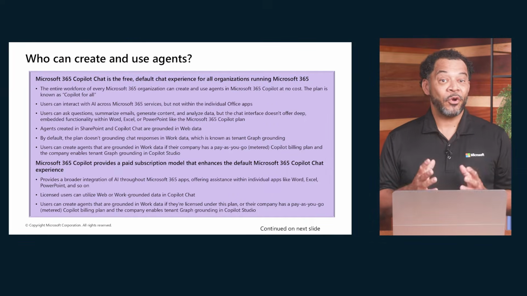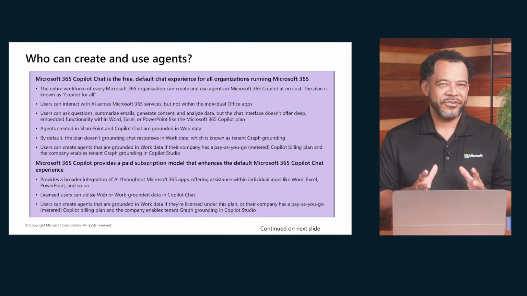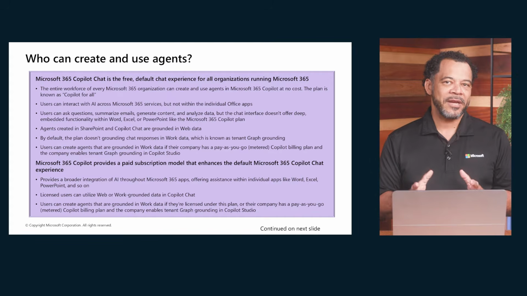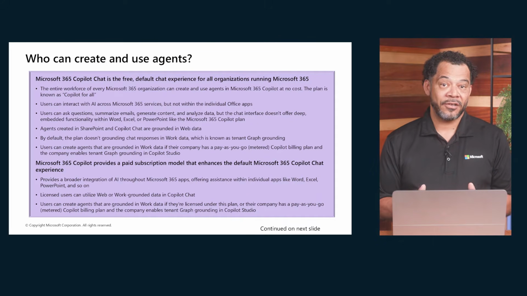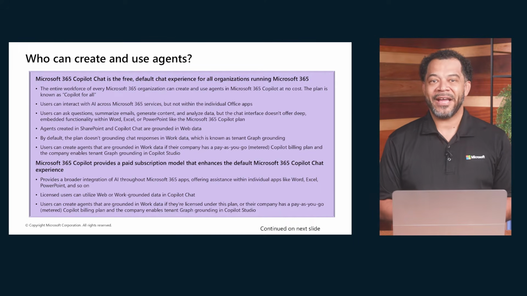Let's shift gears and talk about who can actually create and use agents in Microsoft 365 Copilot Chat. This is a really important piece of the puzzle because it speaks to accessibility. Who gets to benefit from these tools and under what conditions? So here's the good news. Microsoft 365 Copilot Chat is available at no extra cost for every organization that runs Microsoft 365. It means the entire workforce, yes, everyone, can create and use agents. This initiative is called Copilot for All, and it's designed to democratize access to AI-powered assistance across the organization.